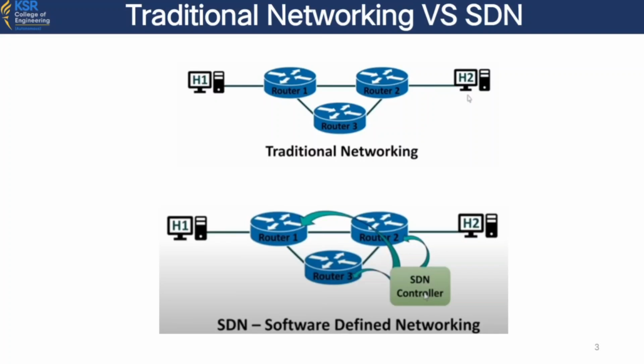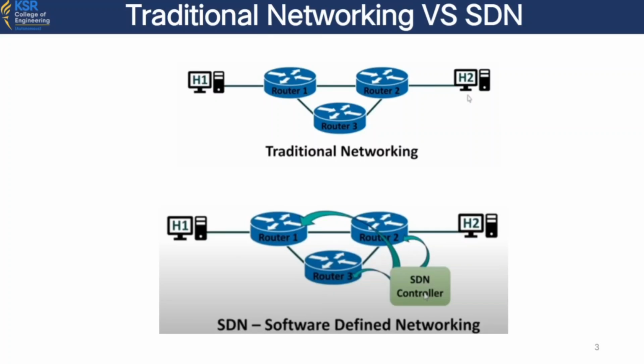So in traditional networking, a router has two layers: one is the control plane and the second is the data forwarding plane. The control plane of the router will decide whether to forward to router 2 or router 3, and the data forwarding plane will forward the data to R2 or R3. The control plane decides to which router or computer data should be forwarded, and the data forwarding plane does the actual forwarding. That is what happens in traditional networking.